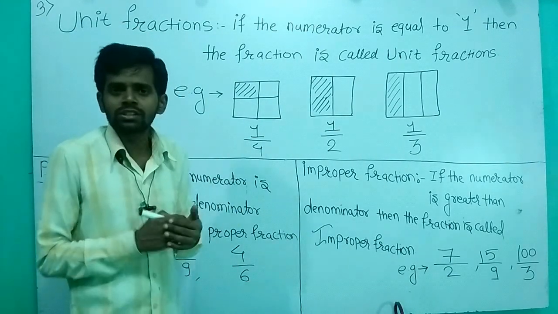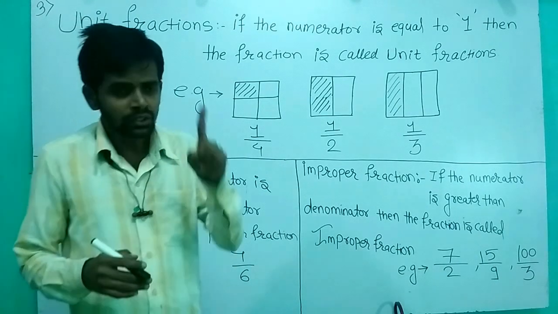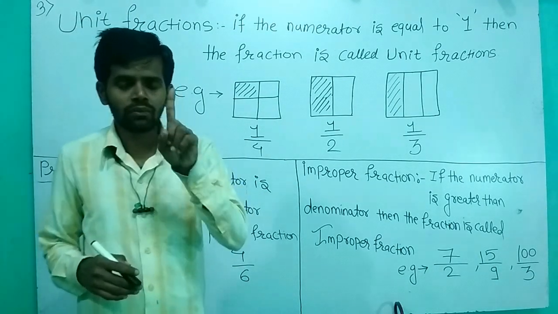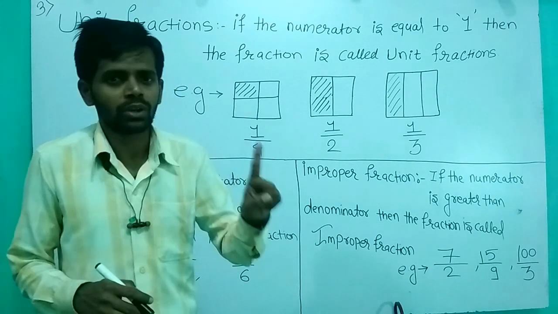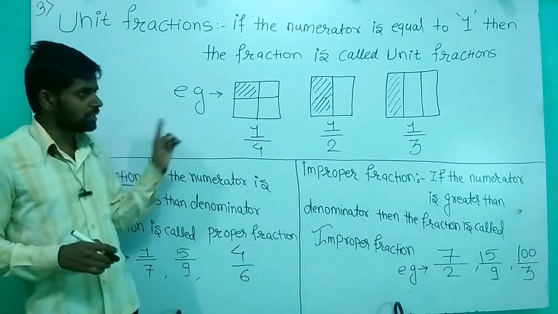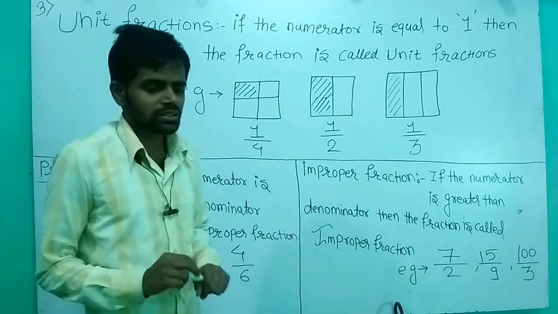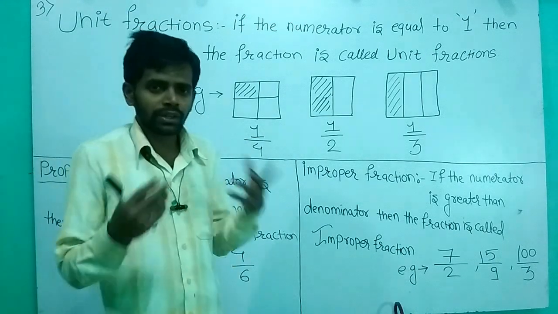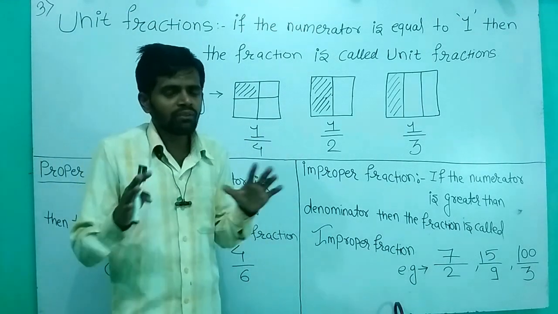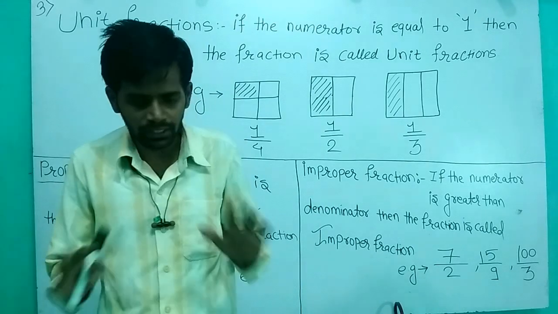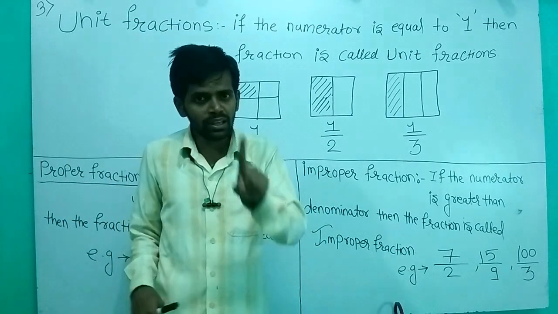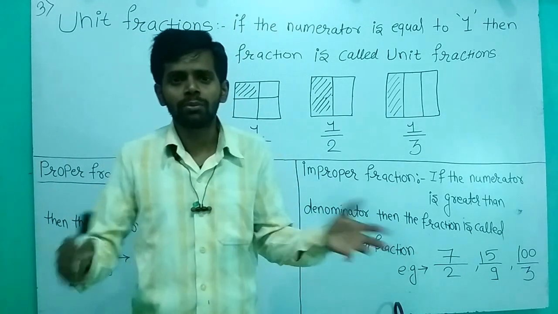Okay, unit fraction किसको कहा जाता है? A fraction whose numerator is equal to 1. Numerator 1 ही होना चाहिए. Then we will say that it is a unit fraction. इसका सिंपल सादा मतलब ये है कि whatever the denominator is, we want numerator is equal to 1. That means we want only one part out of the total number of parts.